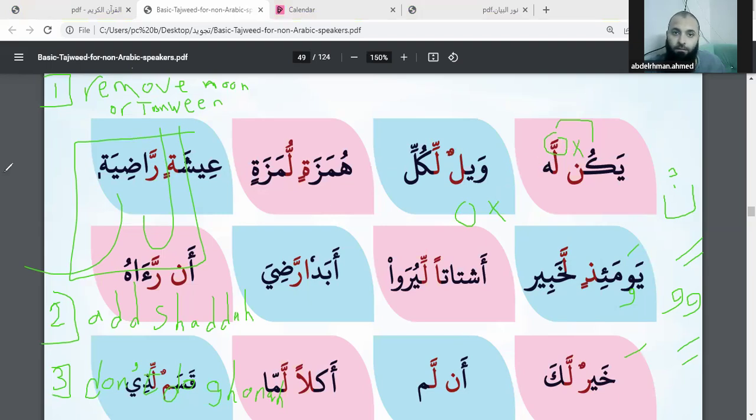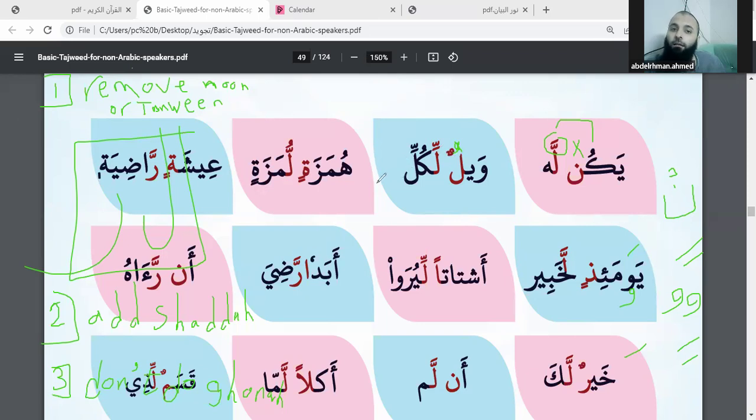Okay, next example here. We have waylun. This is actually double dhamma. Waylun likulli. And we said this is shadda and a kasra, not fatha, because the line is under the shadda, not on the top. If it's at the top, we can say it's fatha, but this is not fatha. So what should I do? First, remove the sound of noon. So remove one dhamma and add shadda. It's already here. And don't do ghunnah. Waylun will be waylu, just one dhamma. So we remove one dhamma and keep one. Waylulli.